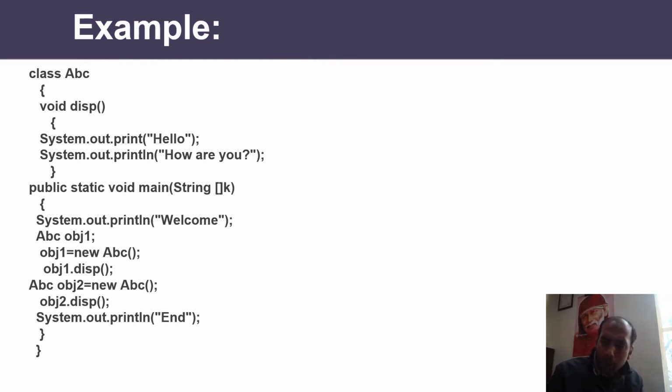So now you can see inside the main method I have created an object obj1. Now I am calling obj1.display. I have created one more object obj2 and I am calling the display method by using obj2. Now what will be the output? First of all, welcome. Then you have created the object, instantiated it and called the display method, so the message will come, hello, how are you? Then again by using object 2 you have called the display method, so again hello, how are you will come. And then end will come. So main is an entry and exit point, that concept will be true here also.